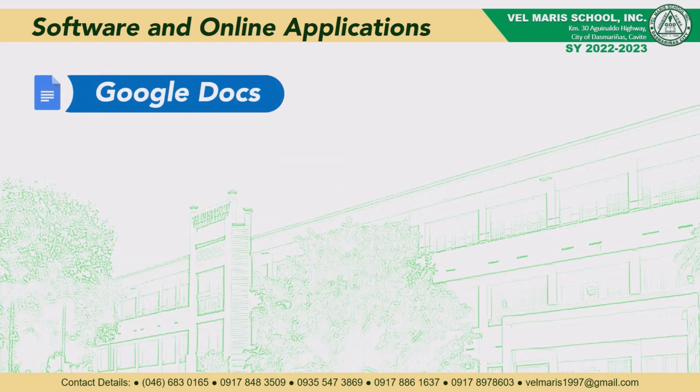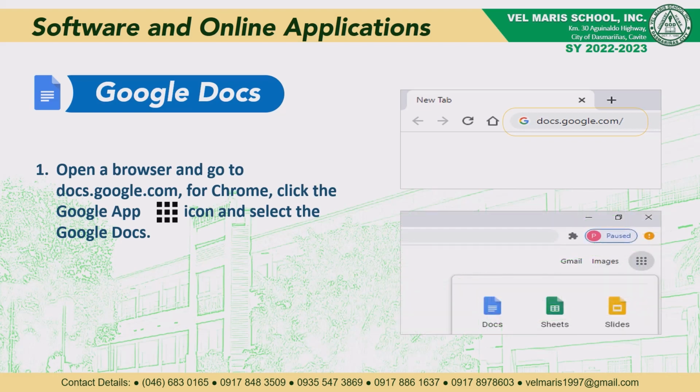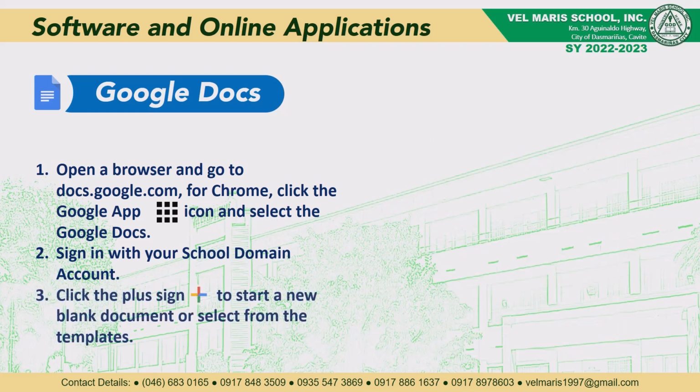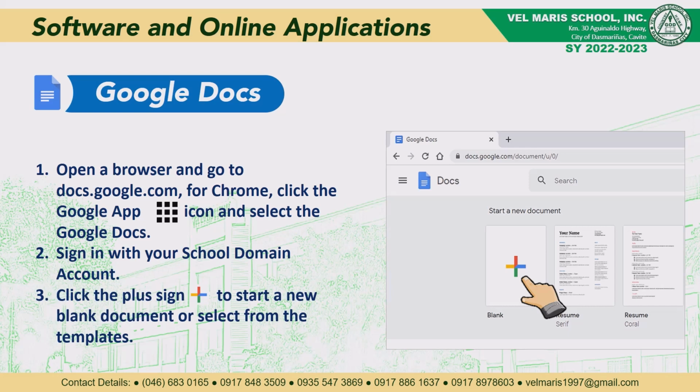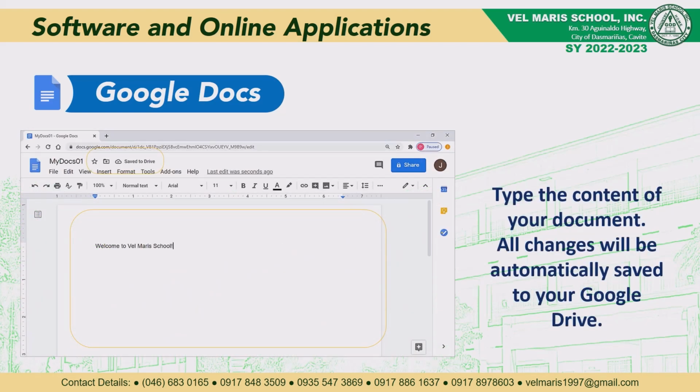To access Google Docs and create document, open a browser and go to docs.google.com. For Chrome, click the Google app icon and select the Google Docs. Then, sign in with your school domain account. Click the plus sign to start a new blank document or select from the templates. Once you access the Google Docs, rename the title or file name of your document. You may type the content of your document. All changes will be automatically saved to your Google Drive.